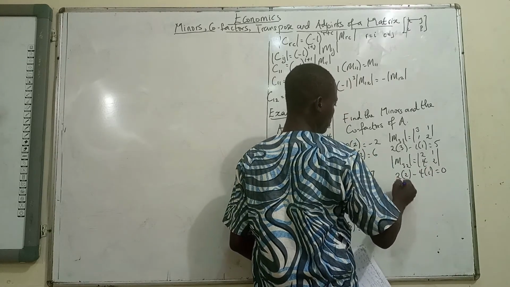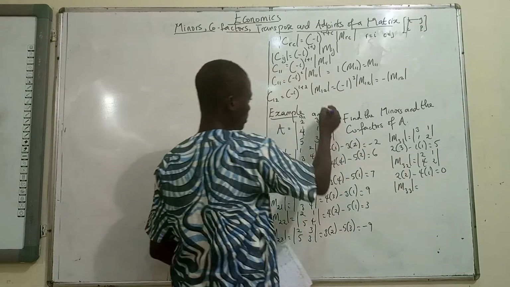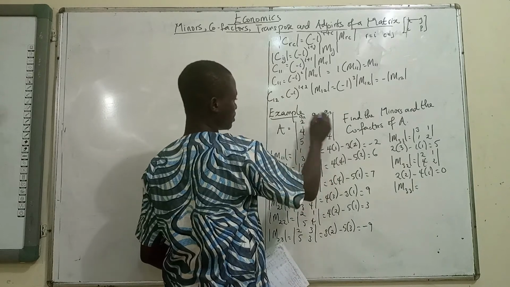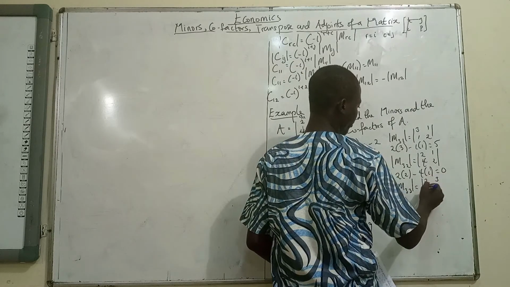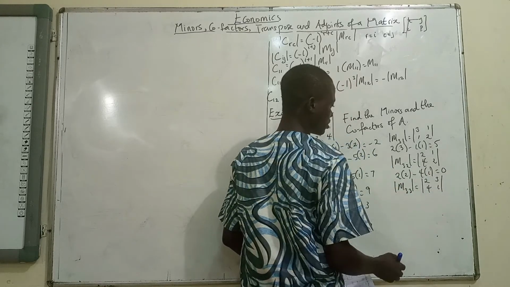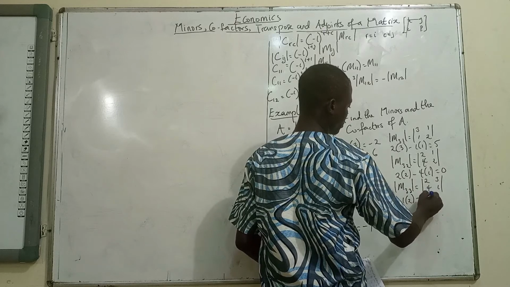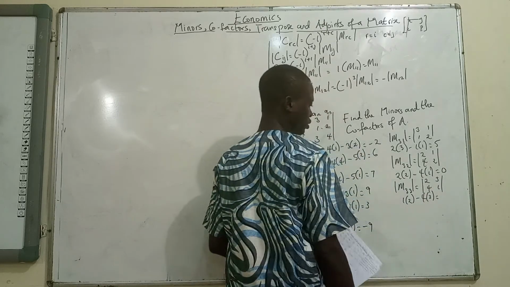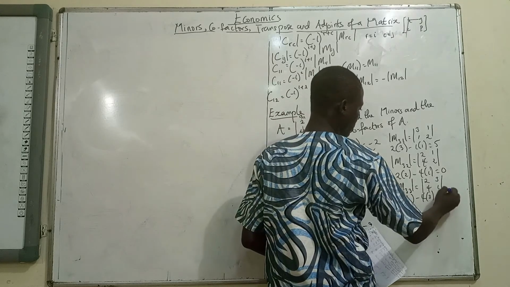Then we do M33. We take this and we take this out. So we have 2, 3, 4, 1. This is going to give us 1 into bracket 2 minus 4 into bracket 3. So 2 minus 12 is going to give us minus 10.